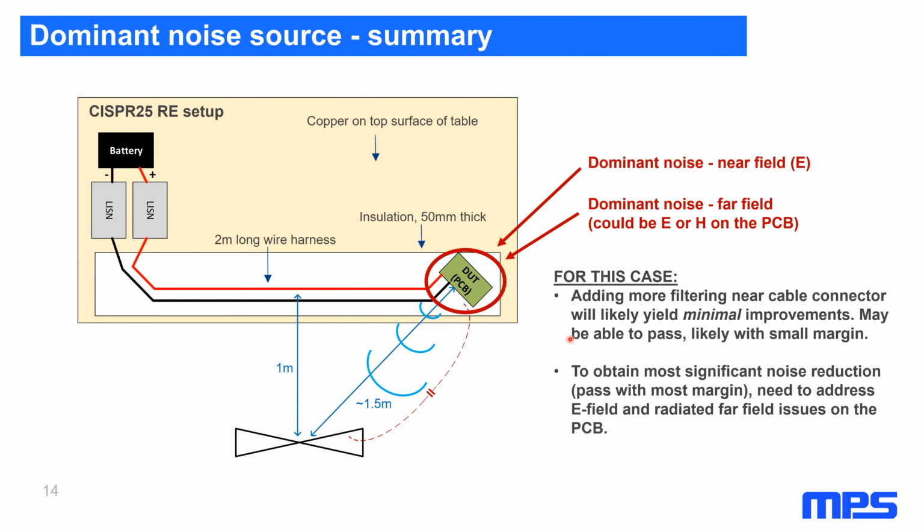So for this case, and I alluded to this earlier, filtering the cabling coming onto the board could yield some small improvements like we saw when we shielded the cabling, but it's most likely not going to help us a whole lot. If we do pass, it'll be with probably a small margin. If we really want to tackle this problem and have the most significant noise reduction, we really want to take a closer look at our device under test and try to fix those issues locally.